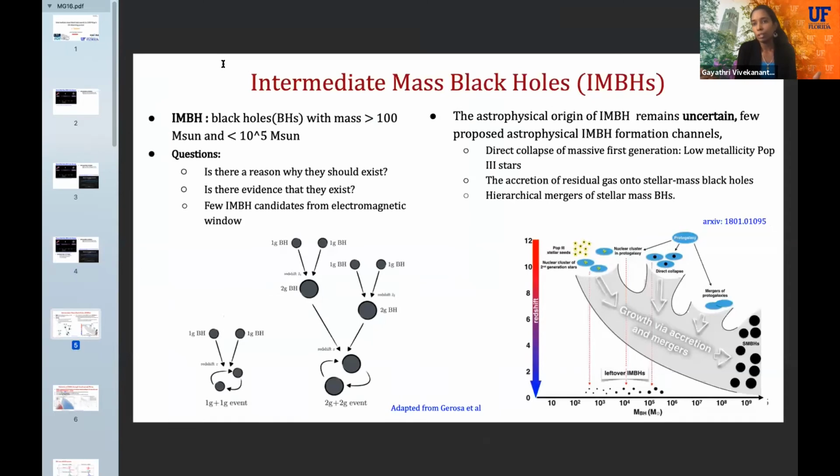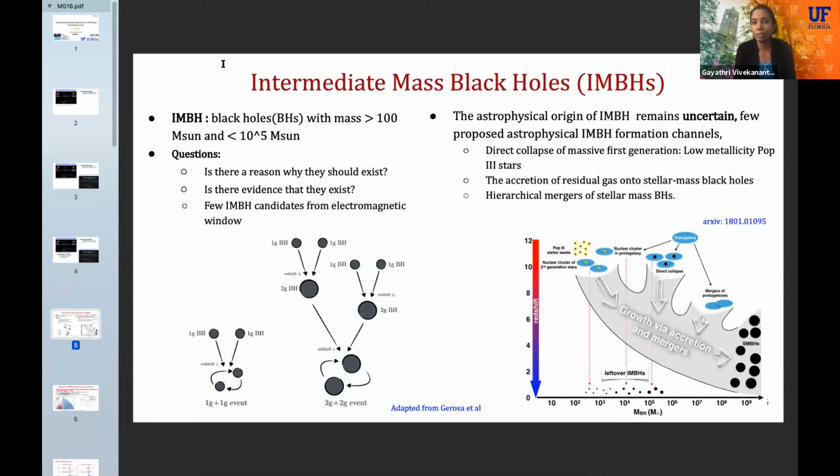So what do we know about intermediate mass black holes? As I mentioned before, the masses are from 100 to 10^5 solar masses. And what are the questions? Do they really exist? Is there any reason we should expect a black hole in this range? Is there evidence as of now, or why would we need to look for those systems if there is no possible evidence?